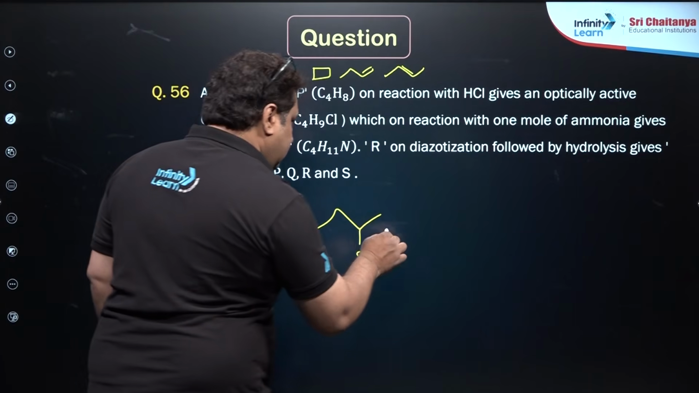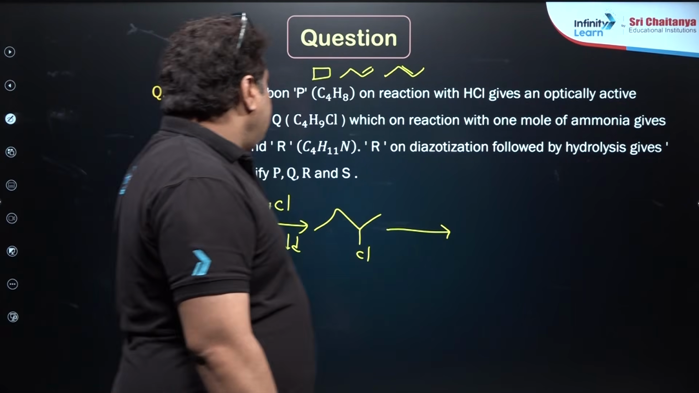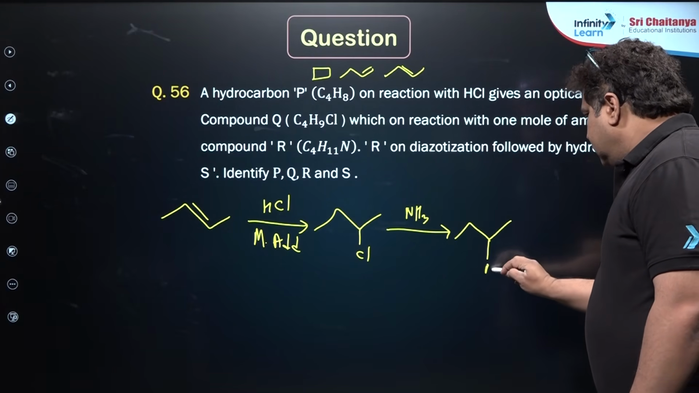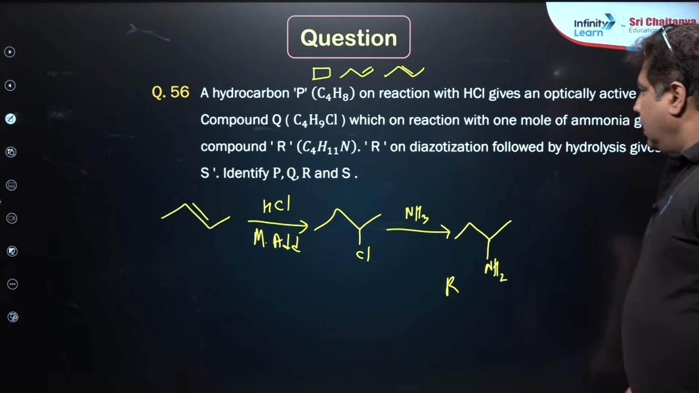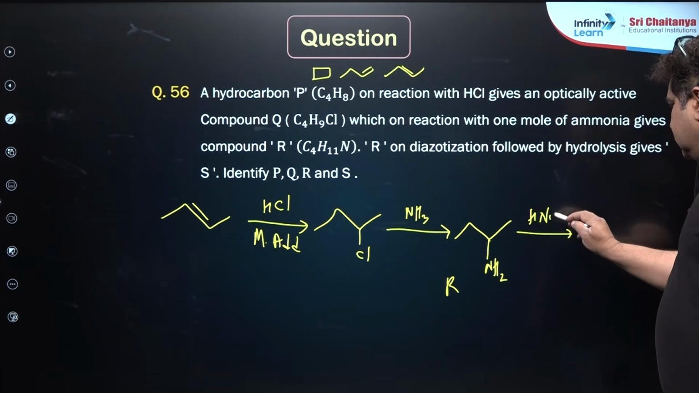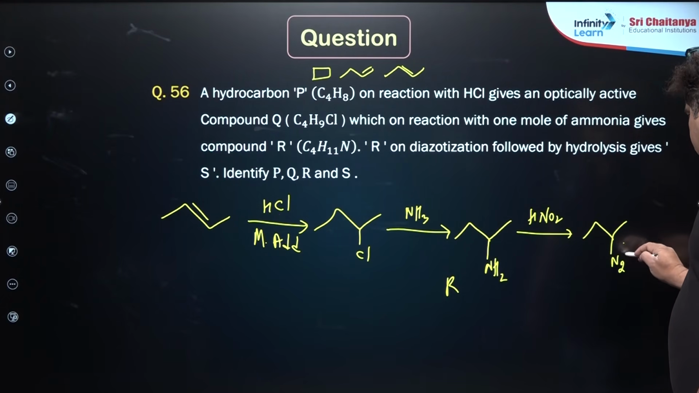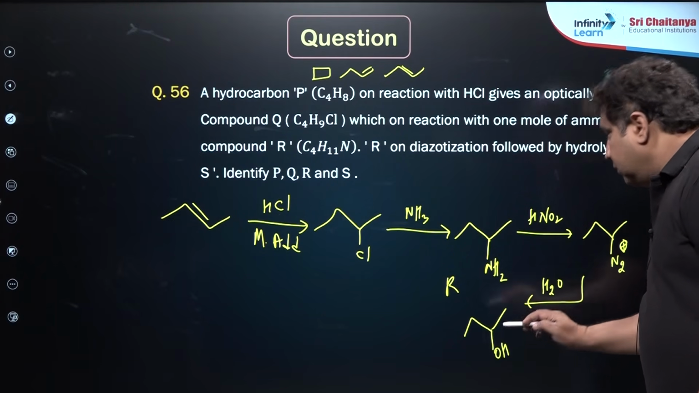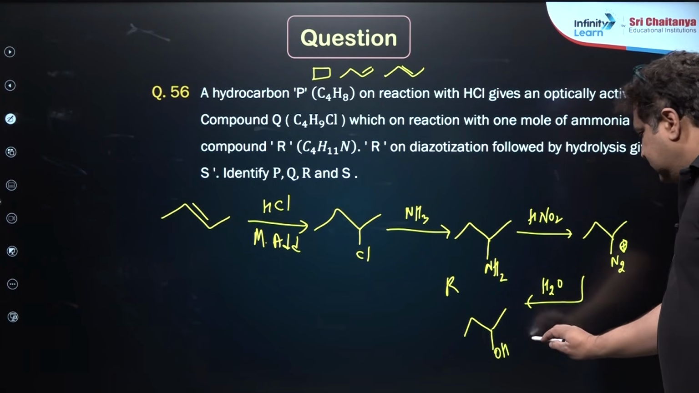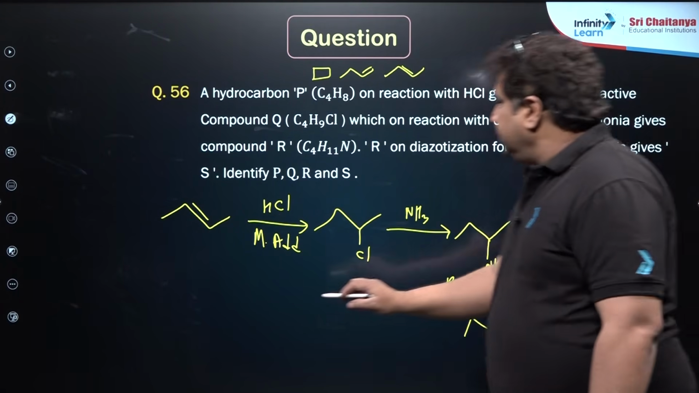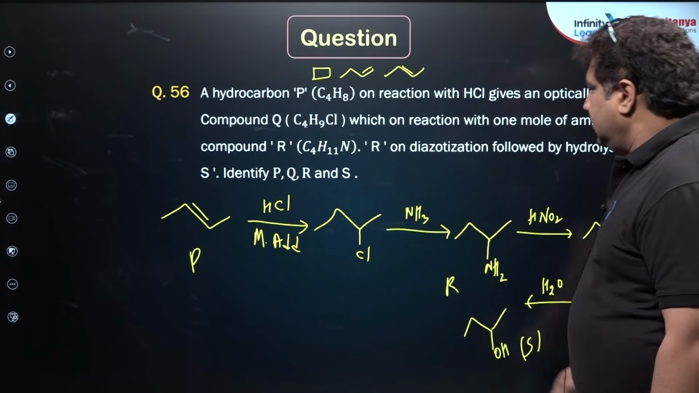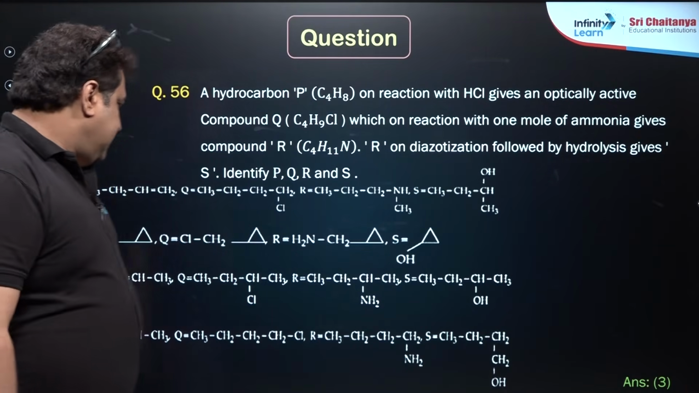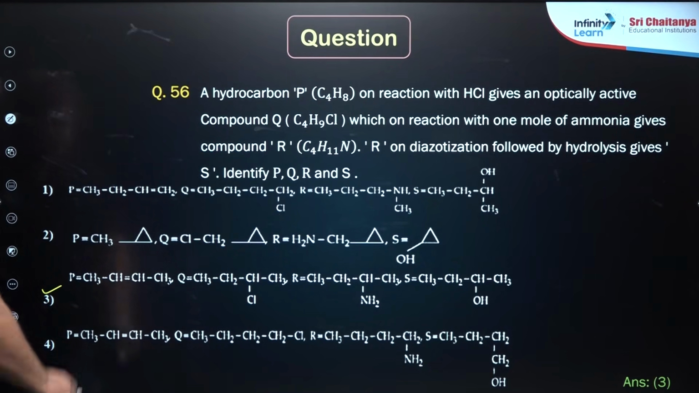and this is Cl. Compound Q, which on reaction with 1 mole of ammonia gives compound R. R on diazotization, that means on treatment with HNO2, forms N2 plus, and on hydrolysis gives S. Hydrocarbon P, reaction with HCl, gives optically active Q, R, S. So, hence here dear students, the answer which is matching with us is option 3.